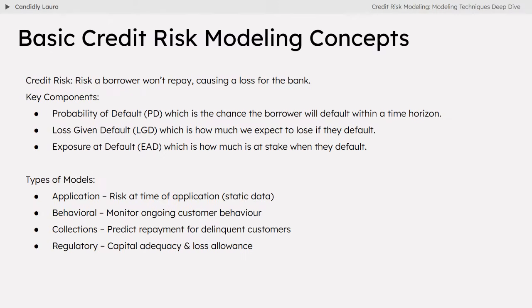For example, PD models or models that predict delinquency could be used for approval decisions, while all three models could be relevant for capital calculations. We often classify the models by their business purpose or use case. Application models and strategies predict risk at the time of application using static data like credit score and income, and make decisions based on a score cutoff. Behavioral models track how customers behave over time and look at payment patterns. Collections models forecast repayment likelihood for delinquent customers. Regulatory models, which are designed to estimate specific risk measures for regulatory purposes like capital adequacy and allowance.